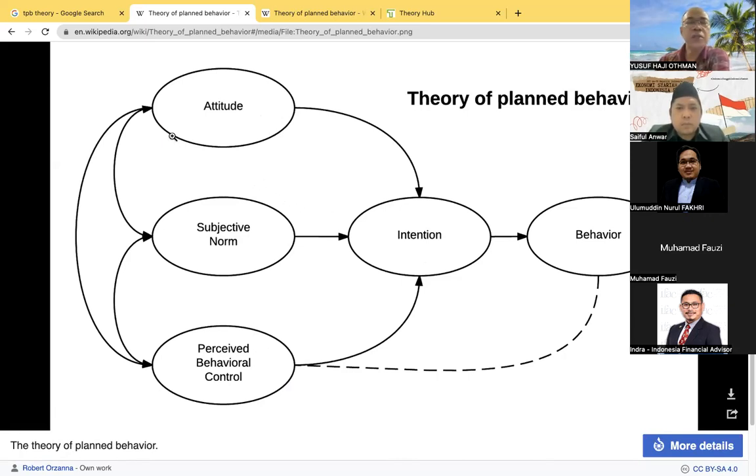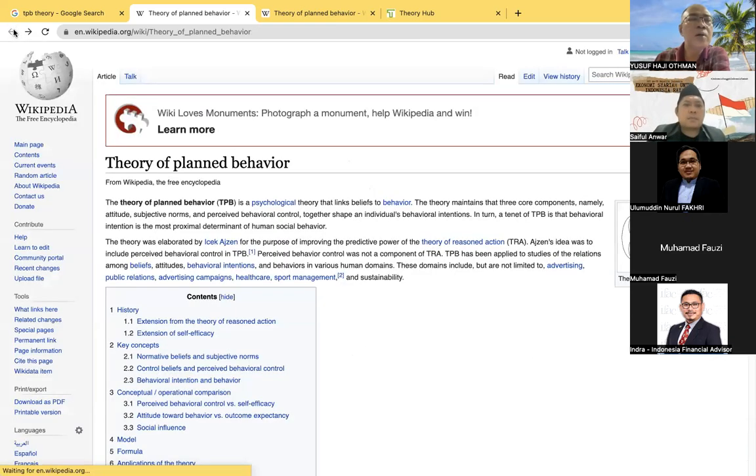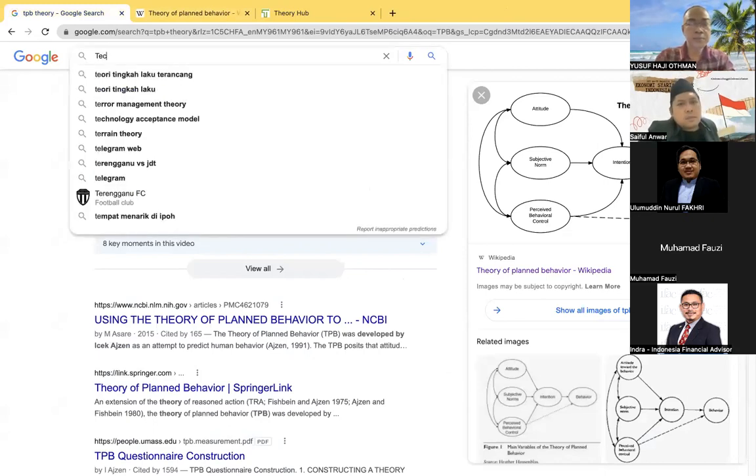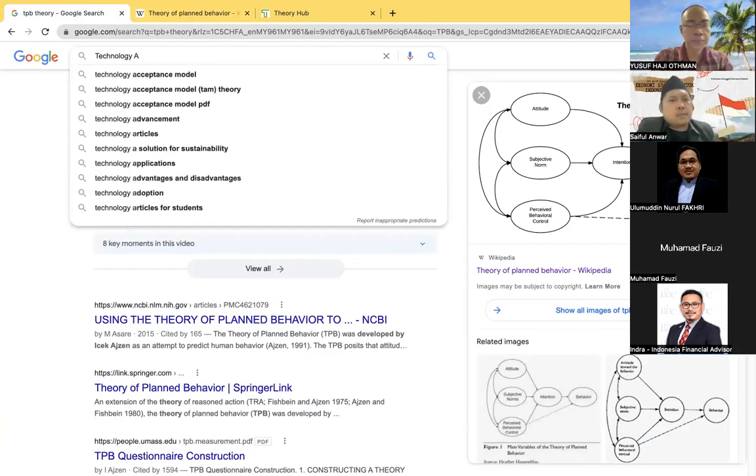And then I would suggest you look for the diffusion of innovation theory to make it different from the previous researchers. You can try to be creative. Dr. Saiful may be able to help. So try to find one and combine with another theory. You can combine with the diffusion of innovation theory, or you can combine with another theory called the technology acceptance model.